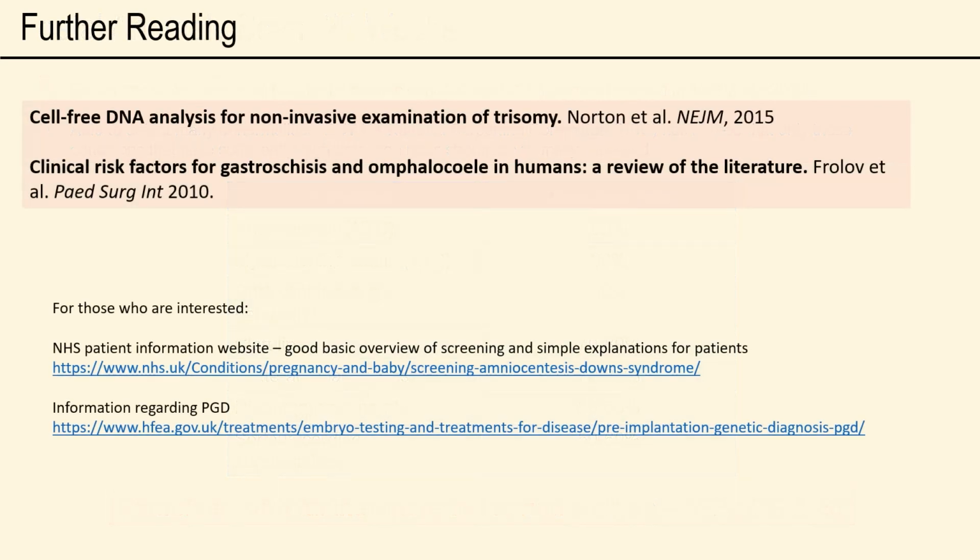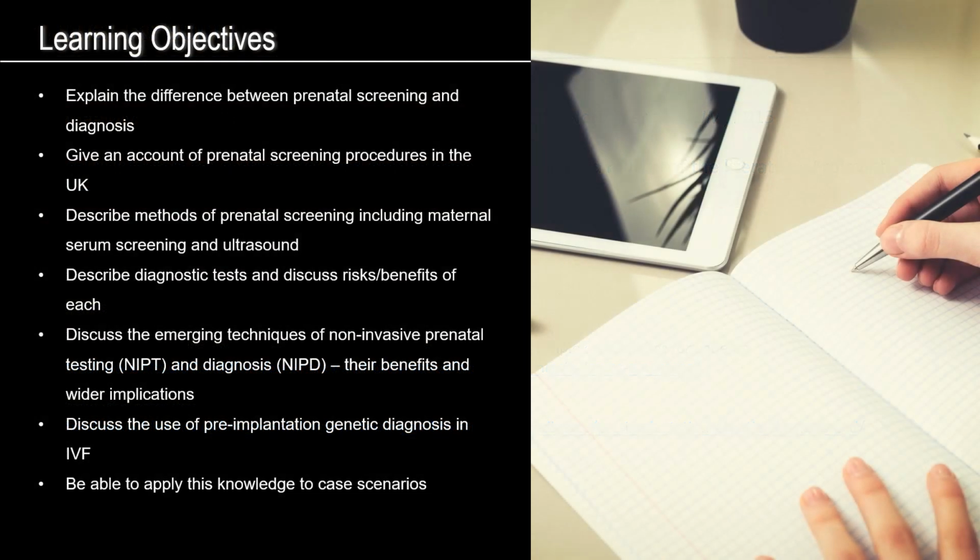For further reading on this subject, please view the papers and links below. You should now feel more confident in undertaking the self-directed learning aspect of the module to ensure that you could complete these learning objectives.